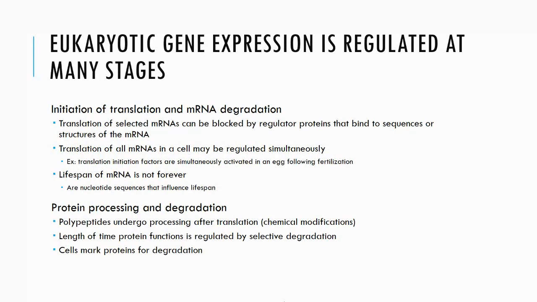Another thing that controls gene expression is the initiation of translation and mRNA degradation. So translation of selected mRNAs can be blocked by regulator proteins that bind to sequences or structures of the mRNA. Translation of all mRNAs may be regulated simultaneously. An example of that is that translation initiation factors are simultaneously activated in an egg following fertilization.